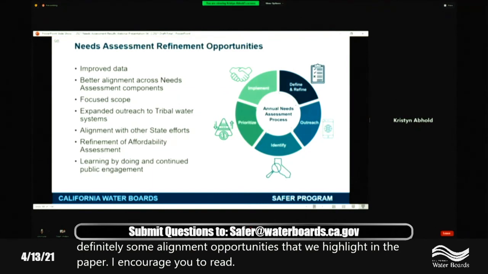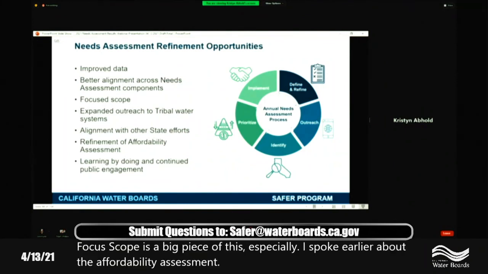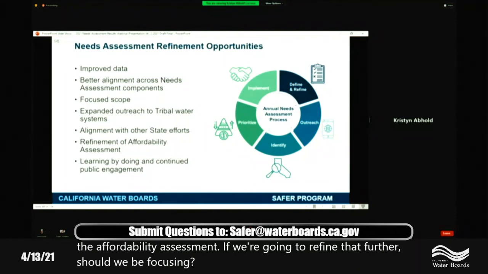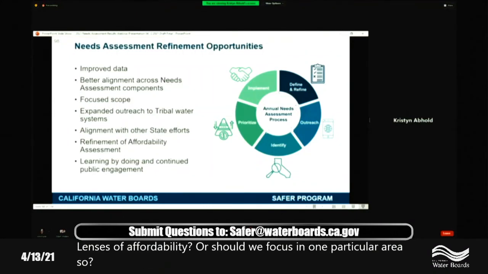Focus scope is a big piece of this, especially, as I spoke earlier about the affordability assessment. If we're going to refine that further, should we be focusing equally across all the different lenses of affordability, or should we focus in one particular area? So your input on focus scope is definitely important. Again, we've highlighted it in a few areas.